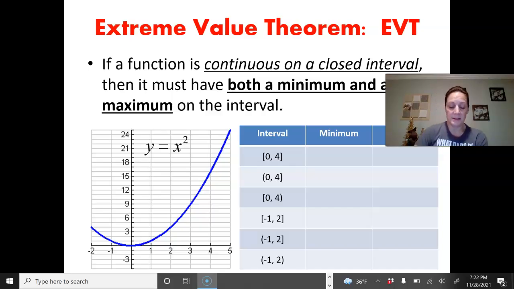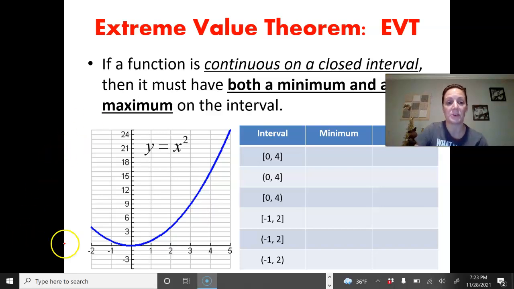So we're going to say, since the function is continuous on a closed interval, the extreme value theorem states that, and this is what it tells us. There has to be a minimum and a maximum on the interval. It seems like a silly statement, but those two criteria have to be there in order for there to be an absolute low point and an absolute high point.